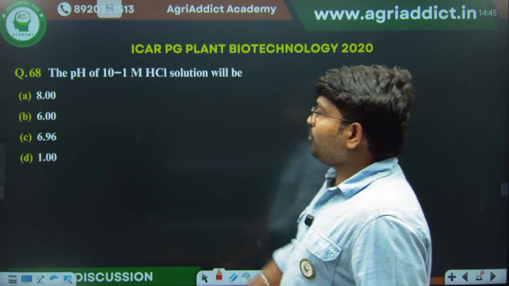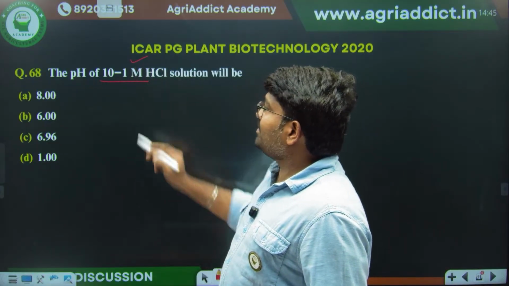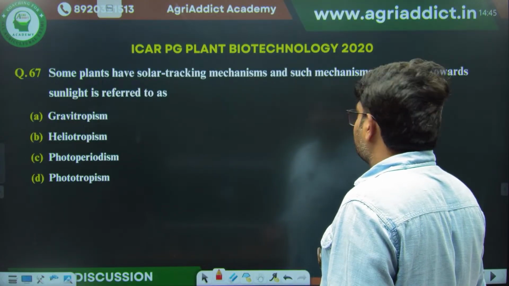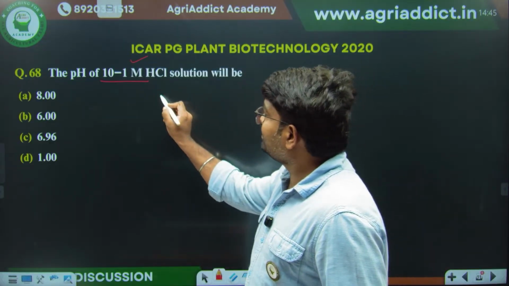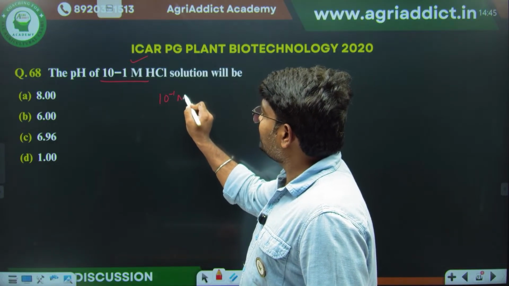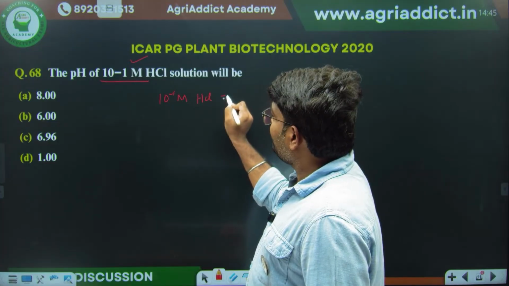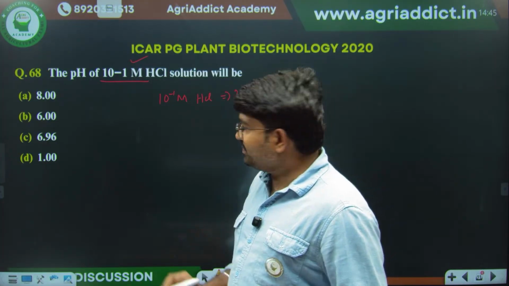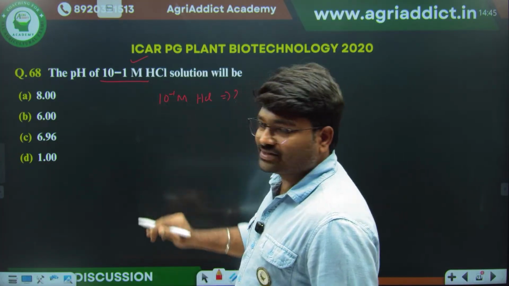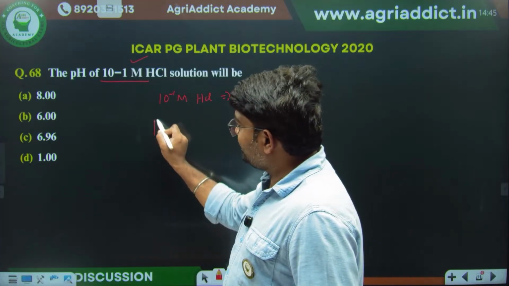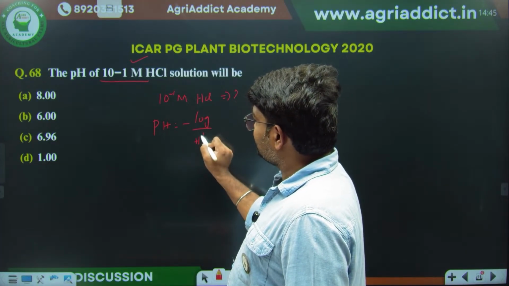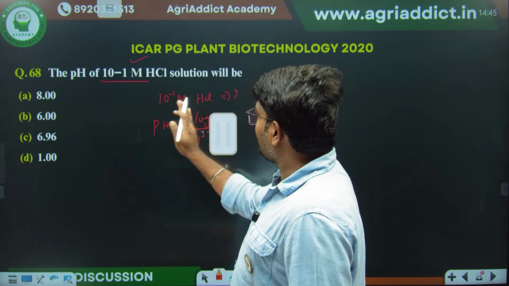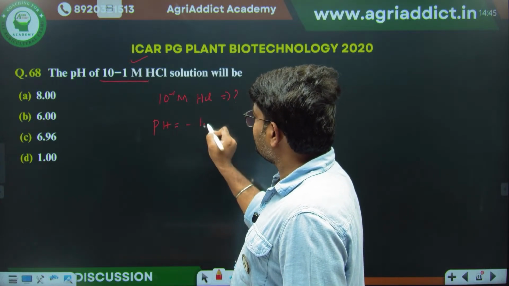The pH of 0.1 molar HCl. What will be the pH for 0.1 molar HCl, students? Sorry, 10 power minus 1 molar HCl. What will be the pH? If 10 power minus 1 molar, pH means negative logarithm of hydrogen ion concentration. This we know.